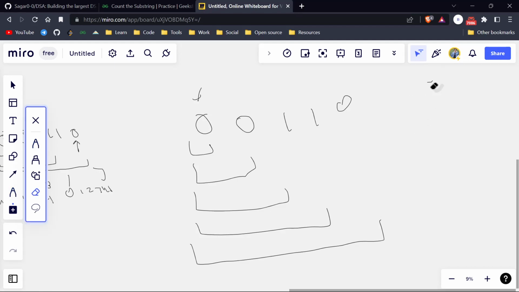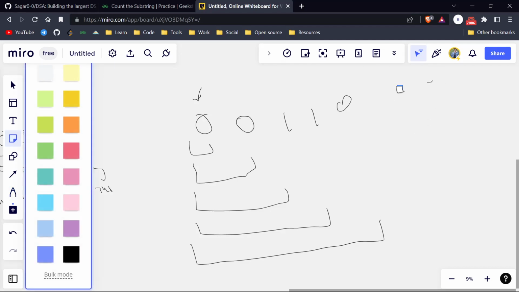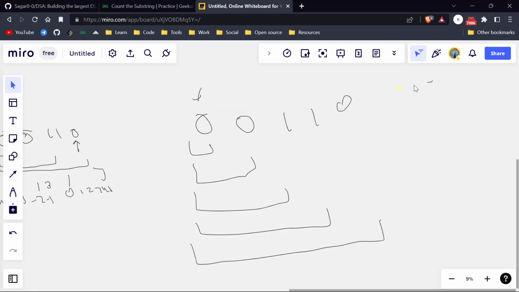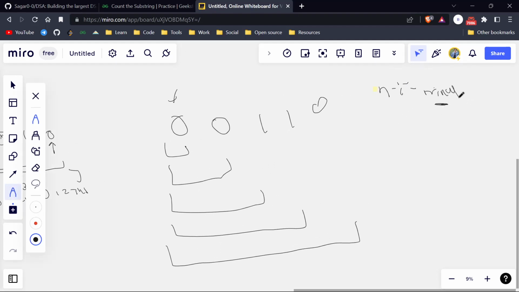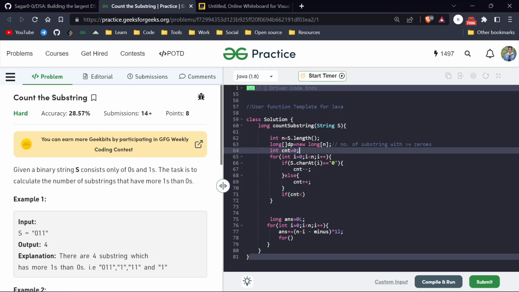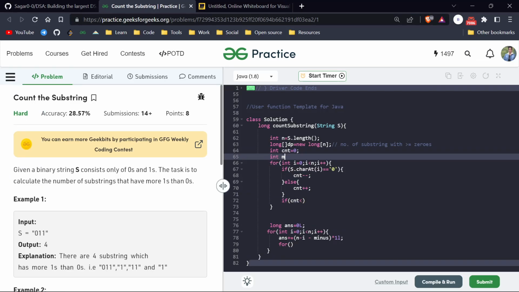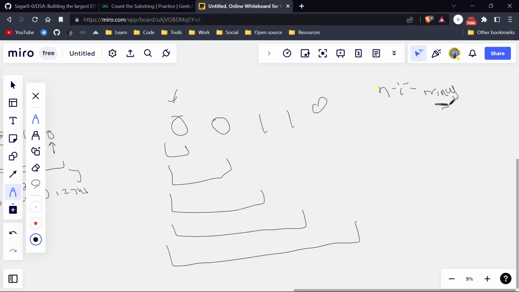But now we have to remove some number of substrings because our formula is n minus i minus some minus value, and this minus value represents the number of substrings that have more zeros than ones. Okay, so we have to subtract some value, and I will create a variable here called minus. So how will we maintain this value?